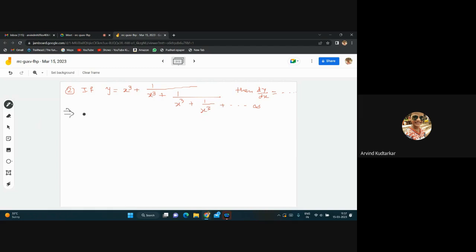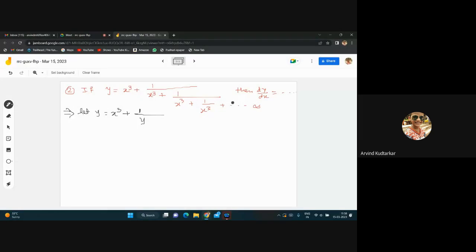If you come to the solution, how will you write? Let y is equal to x cube plus 1 by x cube plus 1 by x cube. So the first term keep as it is: x cube plus 1 upon x cube plus 1 by x cube plus and so on to infinity. It is nothing but y. Yes, it has an infinite number of terms. They are in the form of 1 by x cube plus 1 by x cube plus. So y is equal to x cube plus 1 by y.